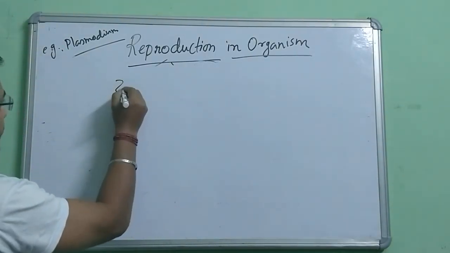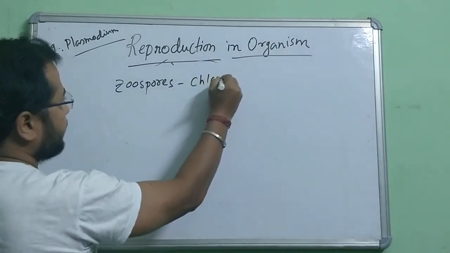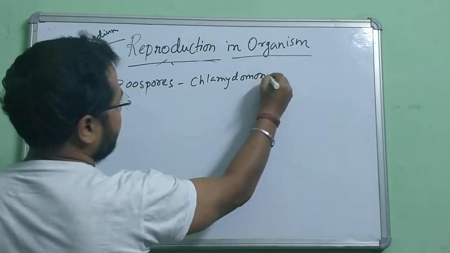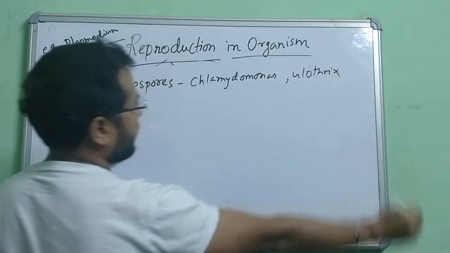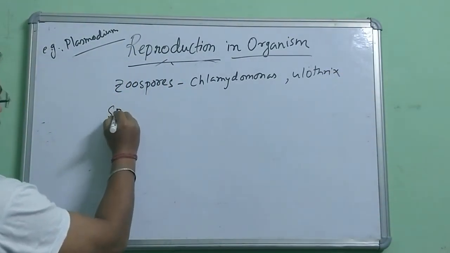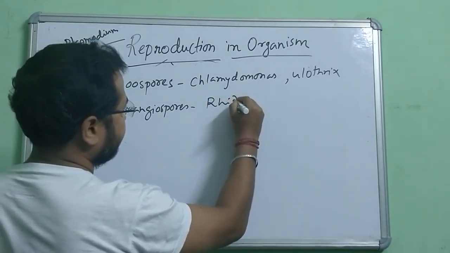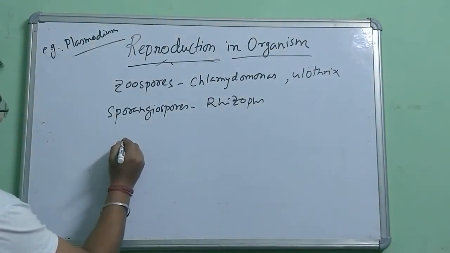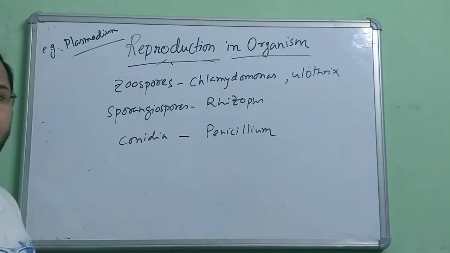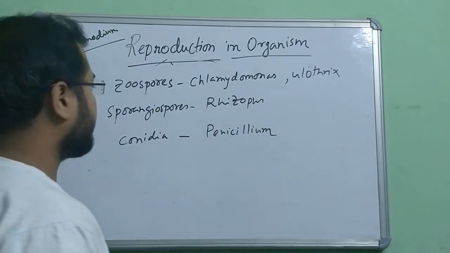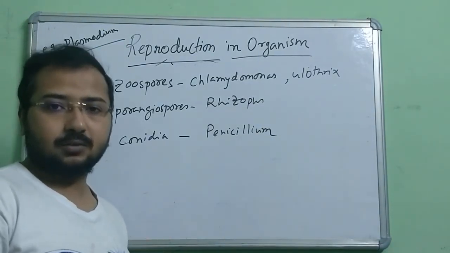There are different kinds of spores. One is zoospore. Zoospores are found in Chlamydomonas, and also in Ulothrix. Then sporangiospores, found in Rhizopus. Then conidia is another spore, found in Penicillium, for example. So these are some examples of the spores found in different organisms involved in sporulation, an asexual mode of reproduction.